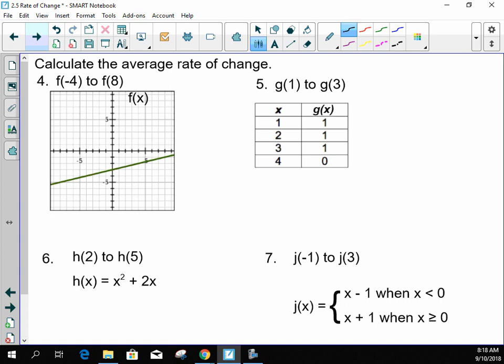Now, calculate the average rate of change. Again, please pay attention. This is f of x. This is g of x. So I have to calculate the rate of change for f of negative 4. What value? I know it's been a weekend. What value is negative 4? It's the x. Who said y?